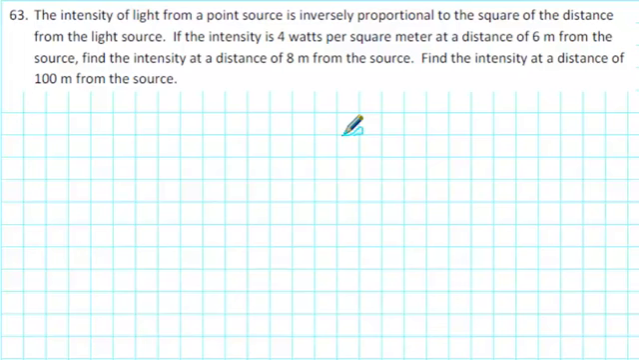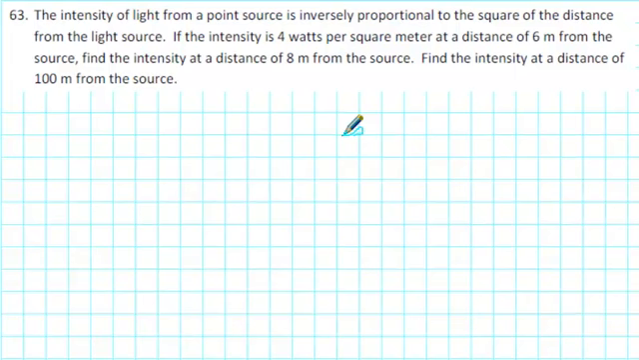The intensity of light from a point source is inversely proportional to the square of the distance from the light source. If the intensity is 4 watts per square meter at a distance of 6 meters from the source, find the intensity at a distance of 8 meters from the source. Then find the intensity at a distance of 100 meters from the source.